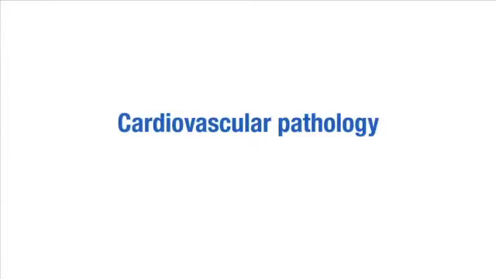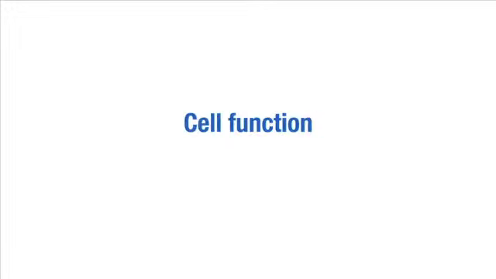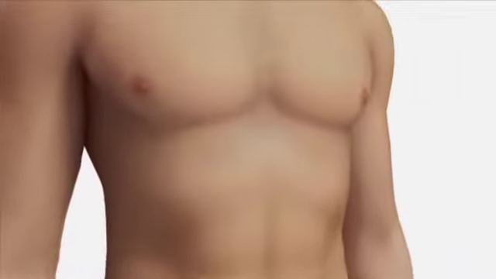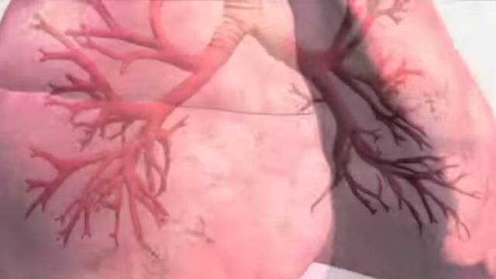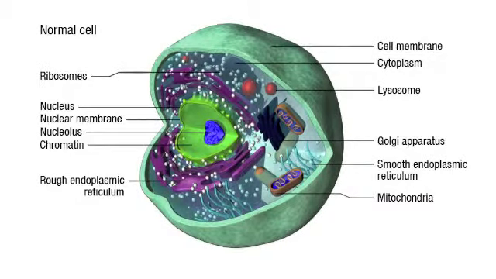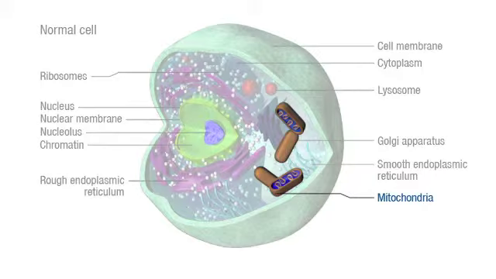This video provides a brief overview of cardiovascular pathology. The human body is made up of various organ systems, working together to sustain life. These organs are made up of cells. A cell is composed of various microscopic organelles, which regulate the functions of the cell.